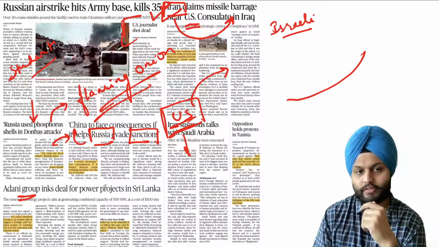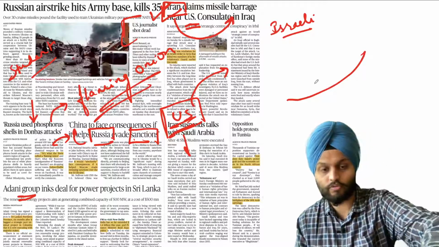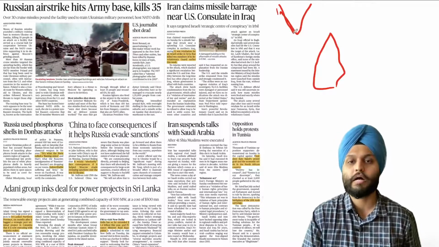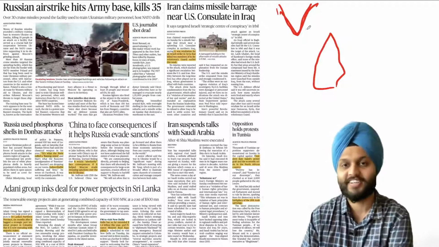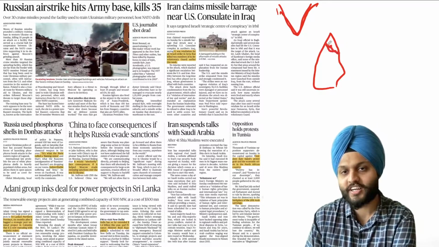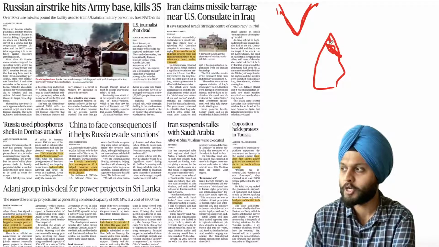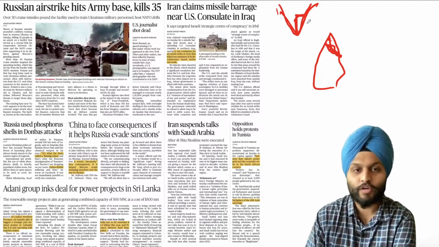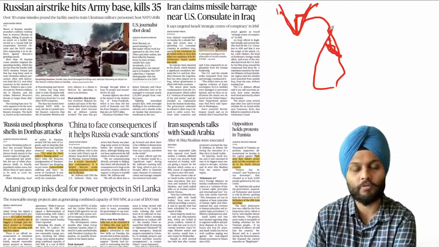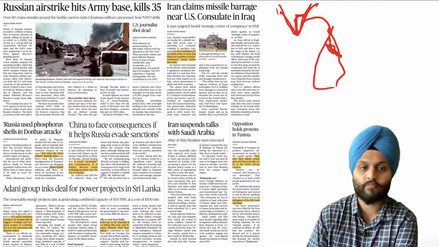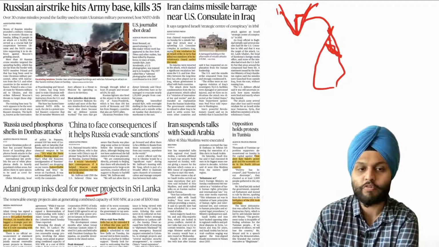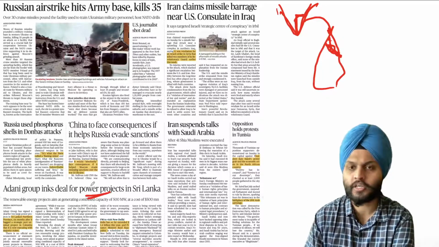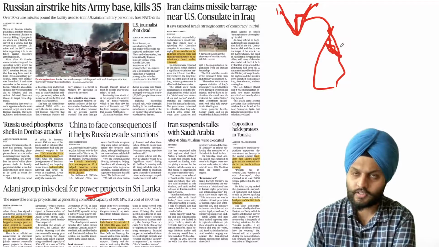Adani Group inks deal for power projects in Sri Lanka. So this is Sri Lanka, this is India, but the map is not to scale, right? The northern part of Sri Lanka is Tamil dominated, which is very close to the heart of Tamils in India. So we are looking at more development in the northern part, and Adani Group has been able to get deals for power projects. They will be making renewable energy, solar energy basically, in this area.